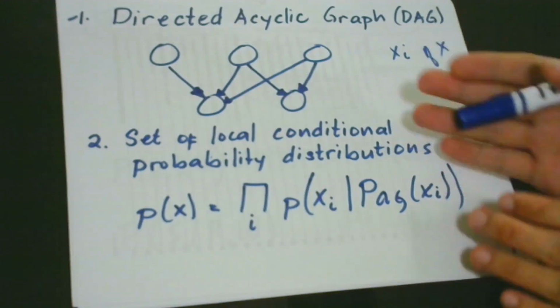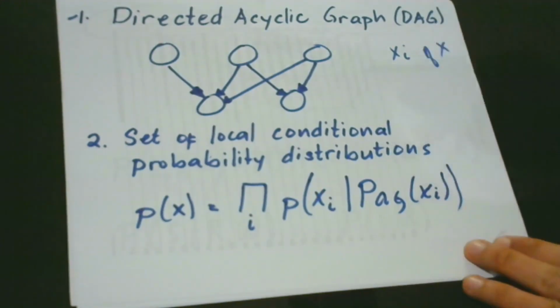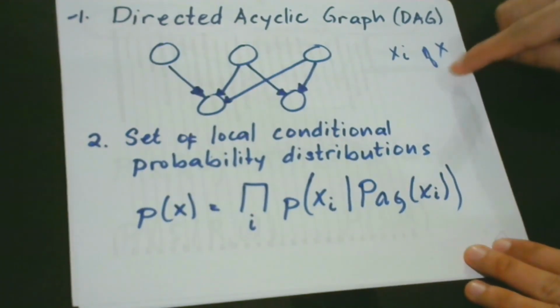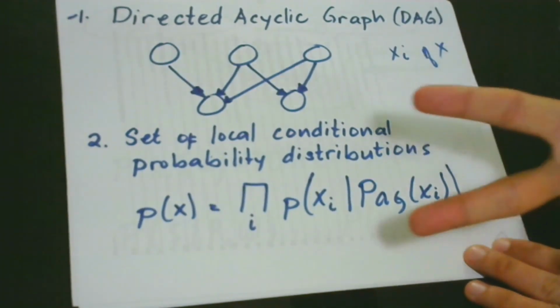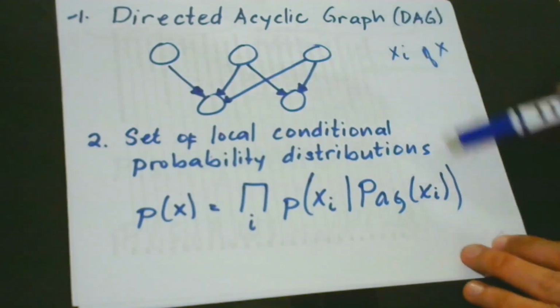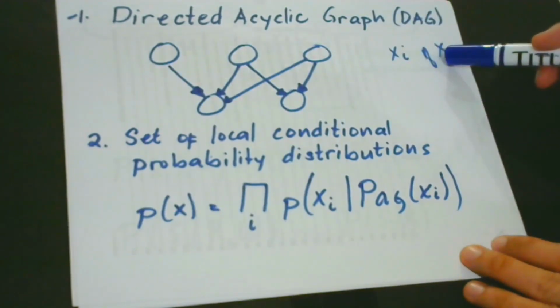So a directed model, which is defined on X, is specified by two properties. So let's have the first property, a directed acyclic graph G, or we call it DAG for short. It has nodes denoting element xi of X.